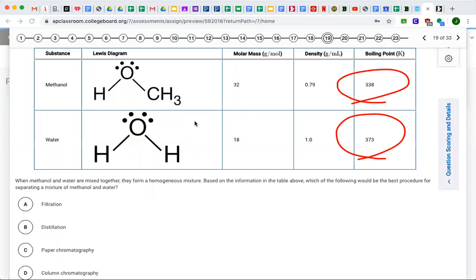Symphony, did you get the same thing, or what do you think? I got B for this one. B also. Very good. So that's the correct answer. Very good job. All right, so that's all for today.